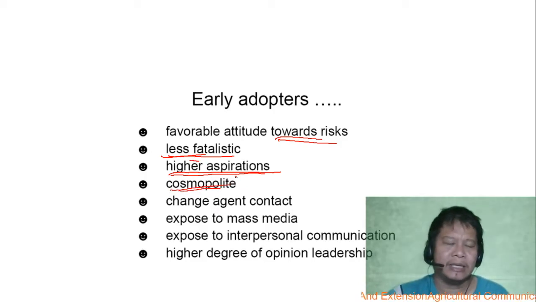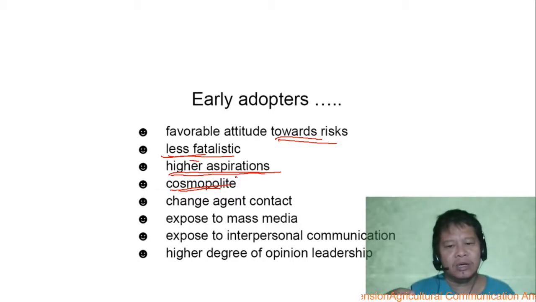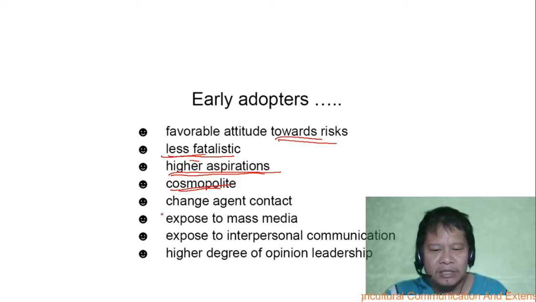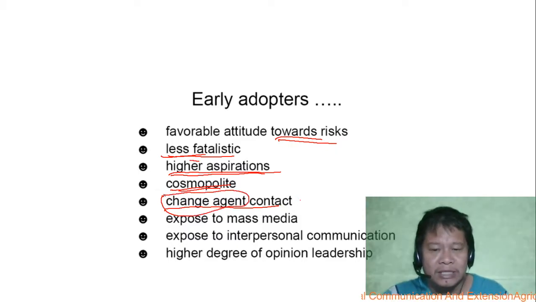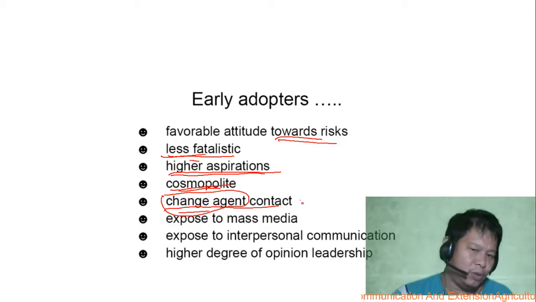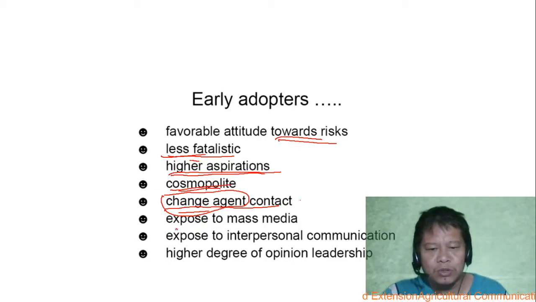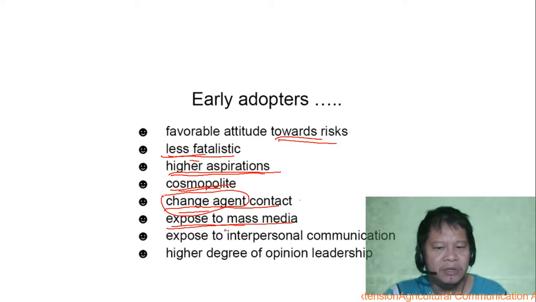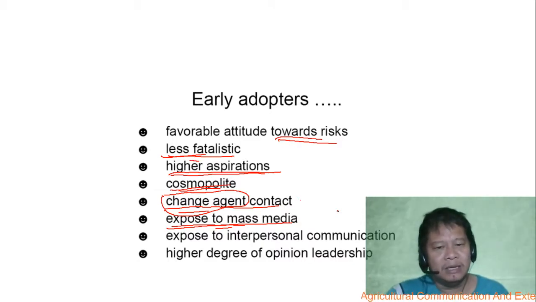Cosmopolite is a person who is willing to be involved in any venture. Change agent contact means contact with change agents, those who bring technologies. Technicians and extensionists are the change agents. We could also be a change agent. Those who often talk with technicians, researchers and inventors are also considered early adopters. And they are more exposed to mass media: they read, watch TV, read pamphlets about technology, and watch YouTube. That is why they are the early adopters.